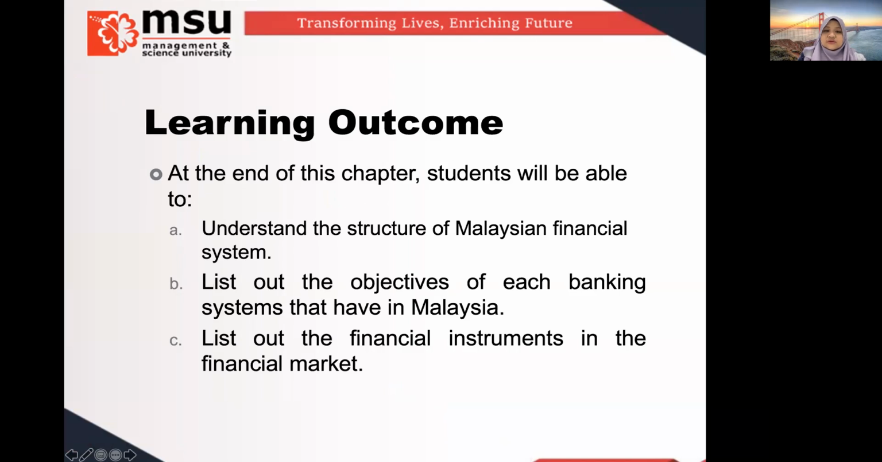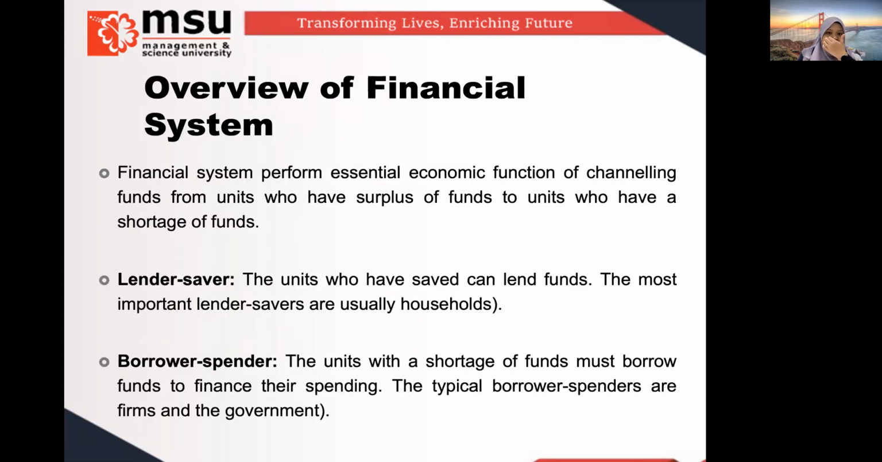So at the end of this chapter, it is expected that the student will be able to understand the structure of the Malaysian financial system, able to list out the objective of each of the banking systems that we have in Malaysia, and list out the financial instruments that are available in the financial market. So these are the expectations from students, what they will get at the end of the chapter.